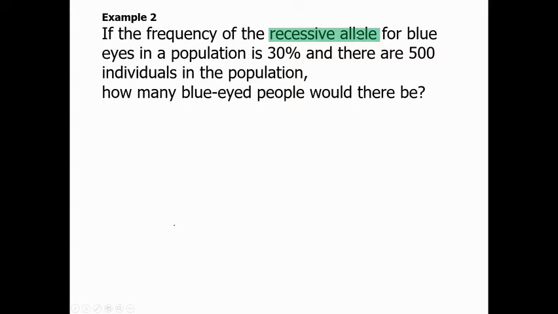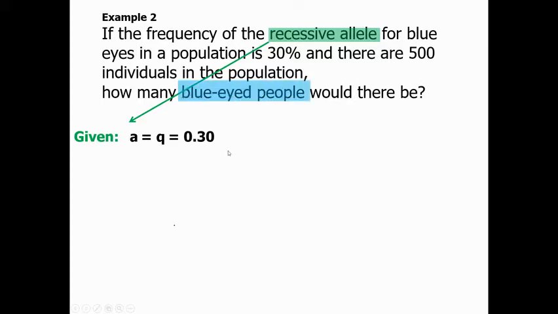We're given the recessive allele. And remember, when they use the word allele, it's one letter. So we're given a, which in Hardy-Weinberg letters is q. We're given it as a percent, which we need to convert to a decimal by dividing by 100.